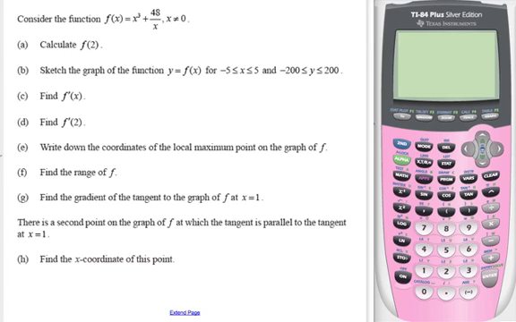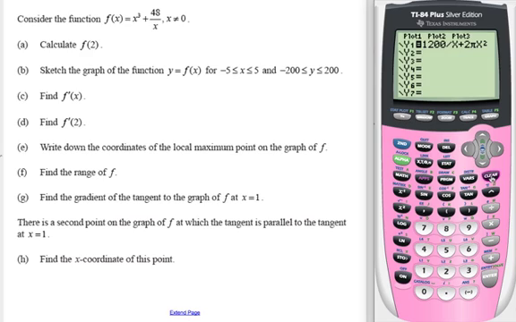Part B. Sketch the graph of the function f of x from x being from negative 5 to 5 and y being negative 200 to 200. So let's get the calculator to sketch it and then we'll just kind of copy what we've got, I guess. So we've got x to the power of 3, add 48 divided by x, and let's go to the window and set it up the same.